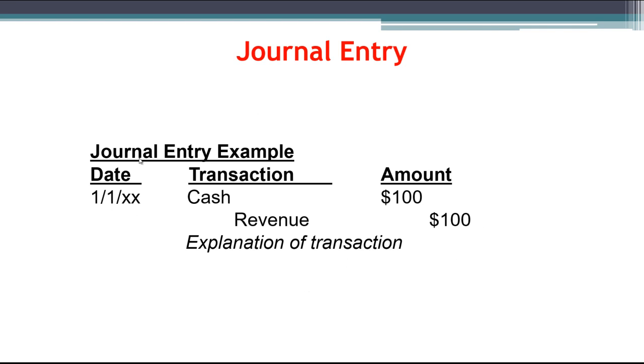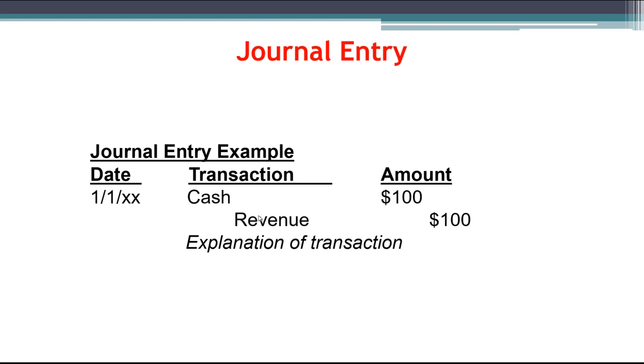Now you'll notice that you have the date of the transaction, you have which accounts were impacted by the transaction, and then you have your amounts. Occasionally there's an explanation of that transaction underneath, but the important thing to note here is that your debits always come first and they're aligned on the left. Your credits are always indented to the right, just like left and right on the debit and credit of the T account, and then your amounts are accordingly aligned to the left for debits and then to the right for credits. This is a proper journal entry format.